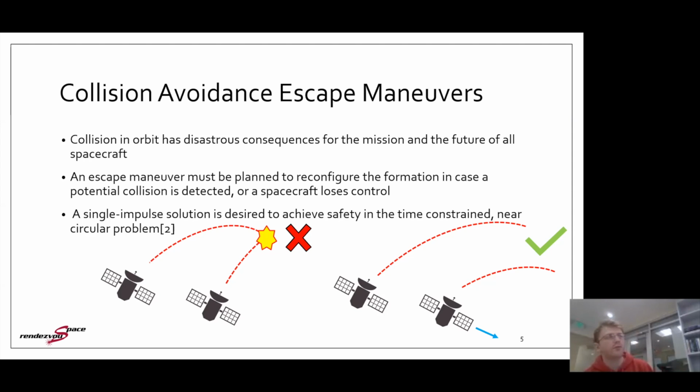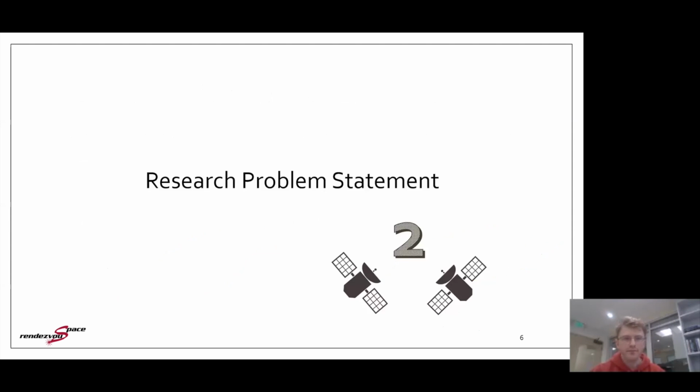We want to be able to generate a maneuver on board the spacecraft, which may have to react very quickly and may not have time for ground intervention, to be able to choose that maneuver and get out of the way so that they do not cause the crash in orbit as I described before.